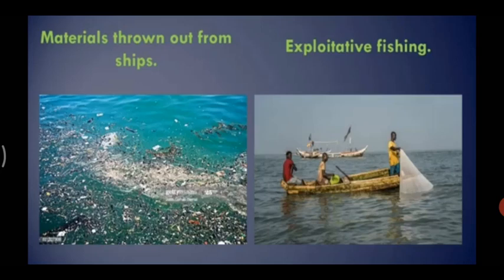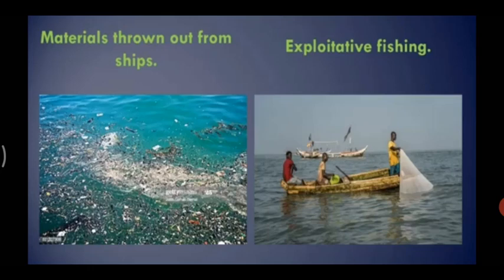The next is exploitative fishing. Now, overfishing can impact the entire ecosystem. That means overfishing. You should not catch lots of fish at a time. Okay, that is, overfishing can impact the entire ecosystem. It can change the size of fish as well as how they reproduce. You should not catch very small fishes.